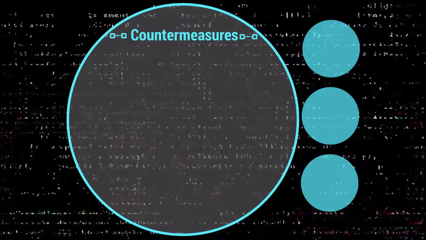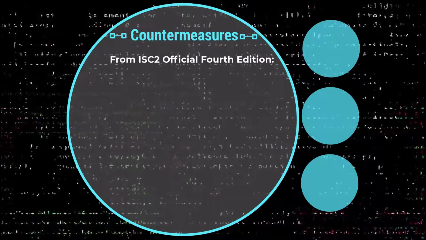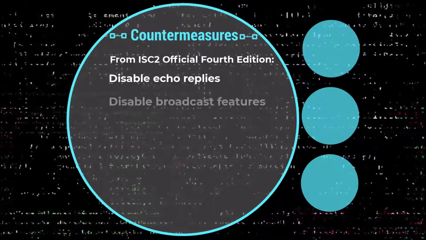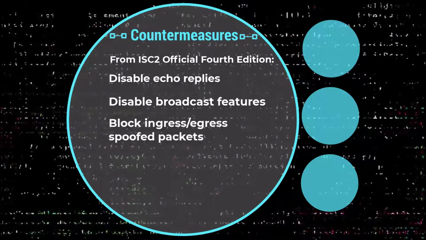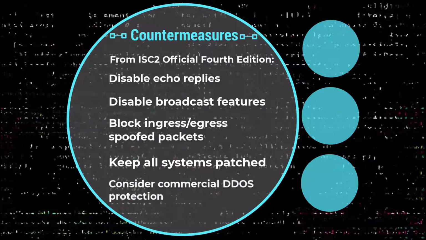Before beginning, I just want to say that there are a ton of ways to mitigate DDoS. I can't touch on all of them in this video, but the official ISC Squared 4th edition CISSP study guide has things like disable echo replies in external systems, which is by default these days on firewalls, disable broadcast features on border systems, block spoof packets from entering or leaving your network. That's where anti-spoofing technology comes in. Keep all systems patched with the most current security updates from vendors, and consider commercial DDoS protection response services like Cloudflare DDoS mitigation or some other company.